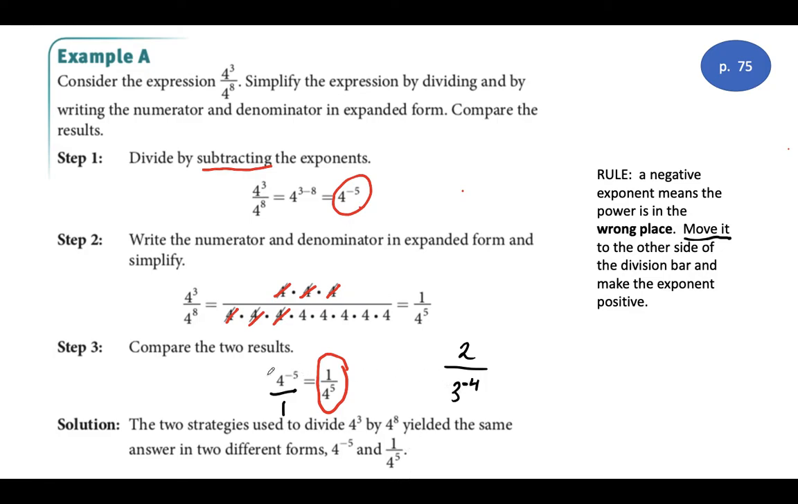Negative exponents don't only have to occur in the numerator. So if you have a negative exponent in the denominator, we're going to follow these same rules. Move it to the other side of the division bar. So we're going to move 3 to the 4th power into the numerator, and we're going to make the exponent positive. So 2 divided by 3 to the negative 4th power is the same thing as 2 times 3 to the 4th power. Got it?